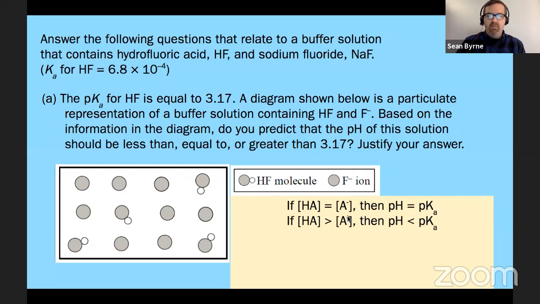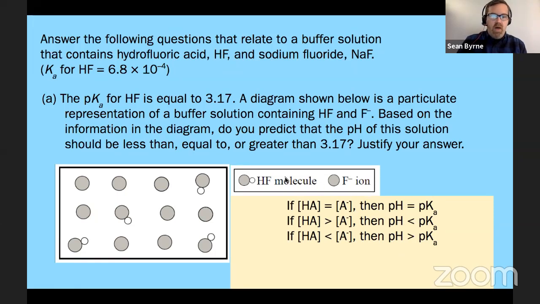If we have more acid than conjugate base, we know that the pH is greater than the pKa. And if we have more conjugate base than acid, we know that the pH is greater than the pKa. I think maybe I said that the wrong way. We know, and go back here, if our acid is greater than our conjugate base, our pH is less than. And if our conjugate base is greater, then our pH is greater, okay?